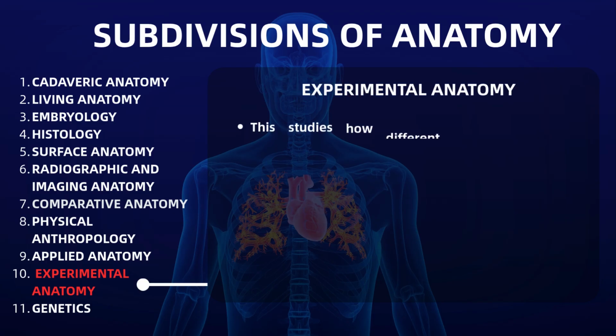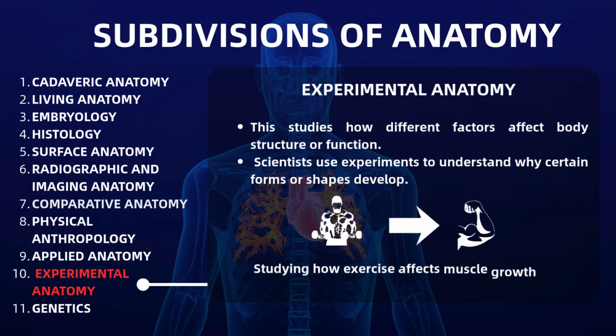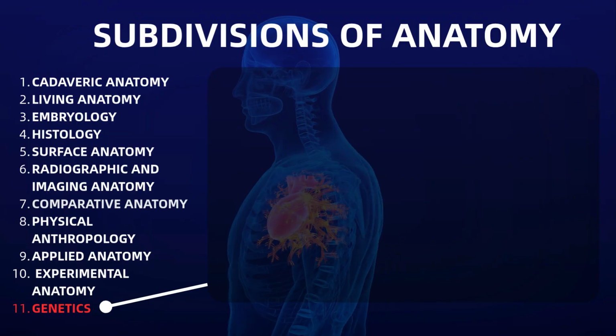This studies how different factors affect body structure or function. Scientists use experiments to understand why certain forms or shapes develop. Example, studying how exercise affects muscle growth. That's experimental anatomy. Let's talk about another subdivision, genetics.